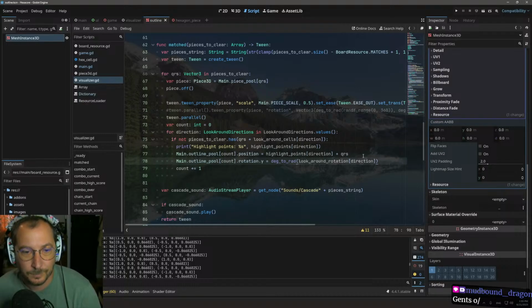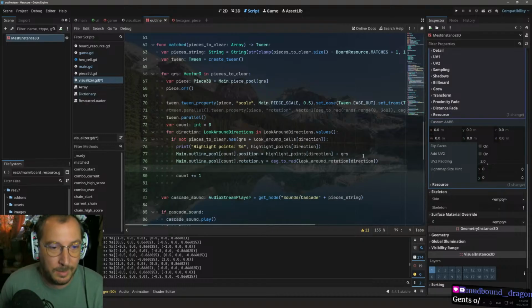Mud, what's up? And then we're going to make this visible.